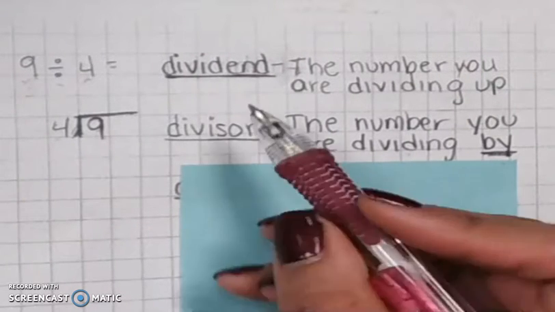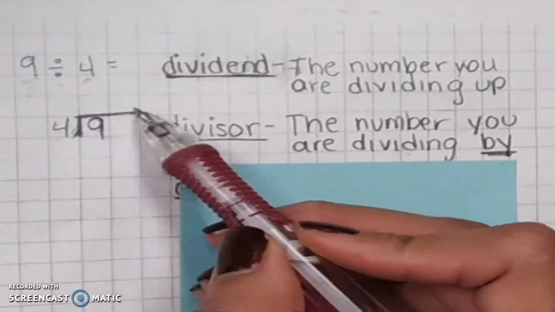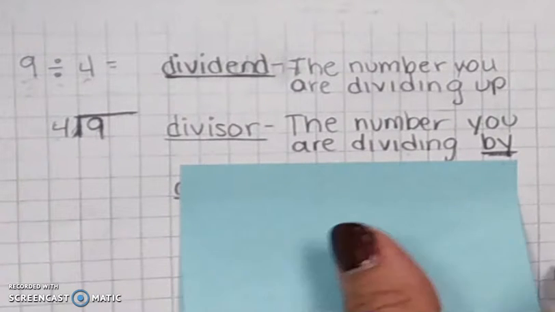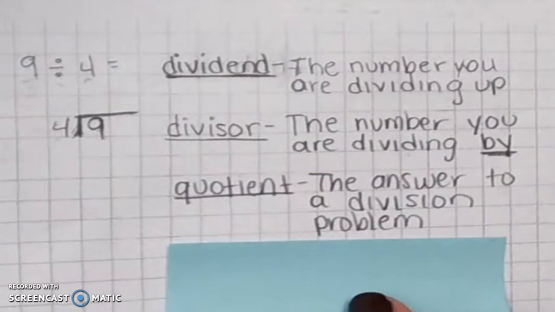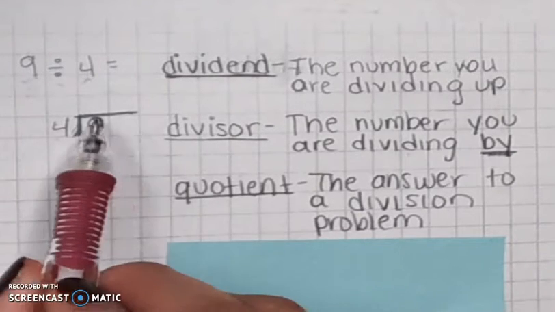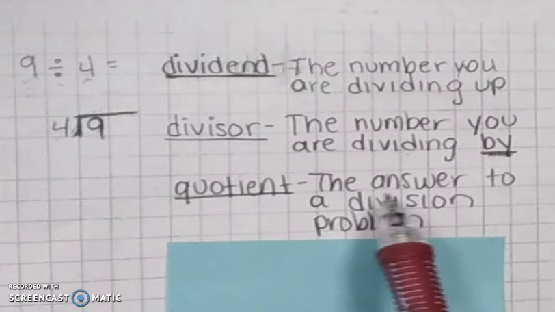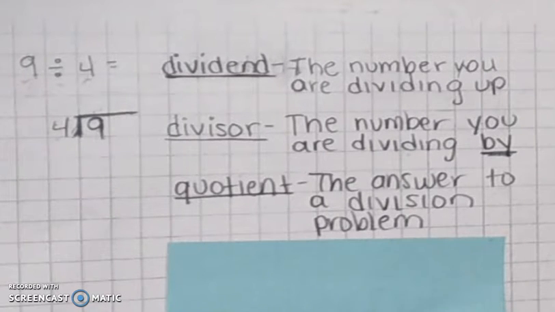Okay, next, our answer is going to go up here. And the answer to a division problem is called a quotient. So our quotient is going to go on top of the box. And the quotient is the answer to a division problem. Go ahead and pause the video and write down the definition of a quotient.